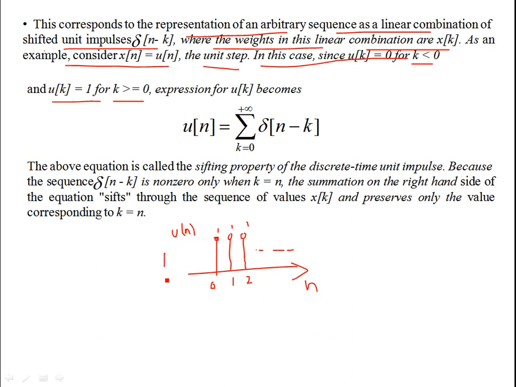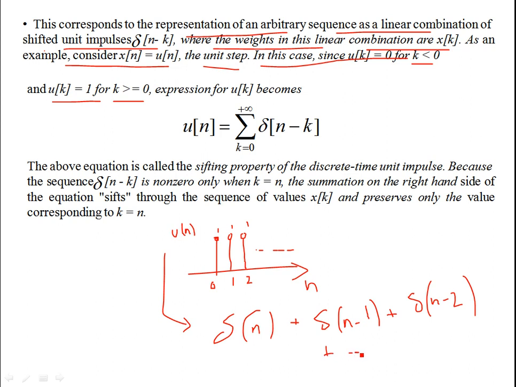Now this sequence can also be decomposed into impulses. You can write this as delta of n plus delta of n minus 1. You see all the weights with the shifted impulses are equal to 1, and you have the sequence in terms of the shifted impulses, and this thing continues because this is an infinite sequence. But you don't have anything below n equal to 0. Below n equal to 0, the sequence is 0. That's the definition of u of n, and this continues on the left side as well. All the samples are 0.